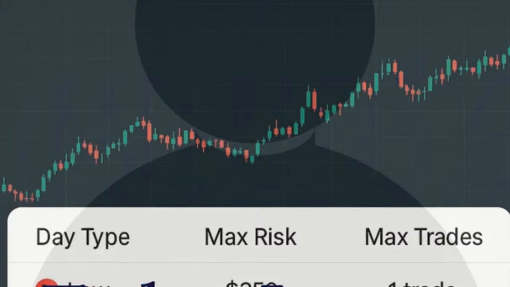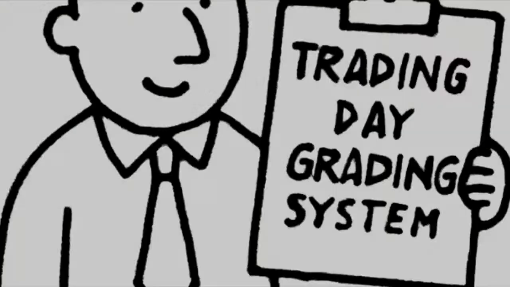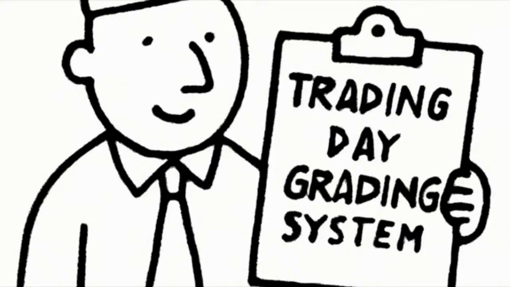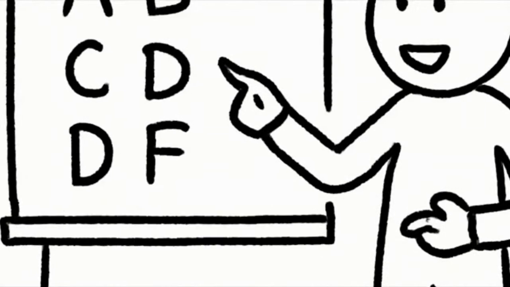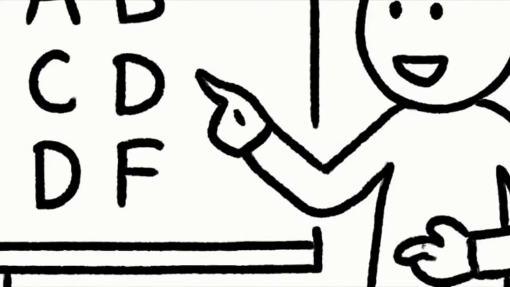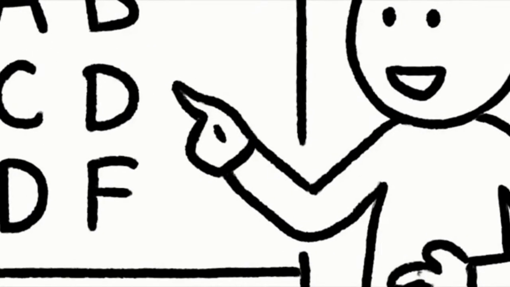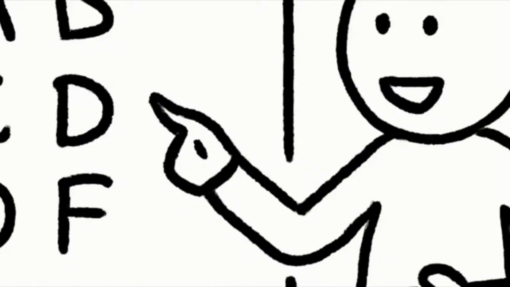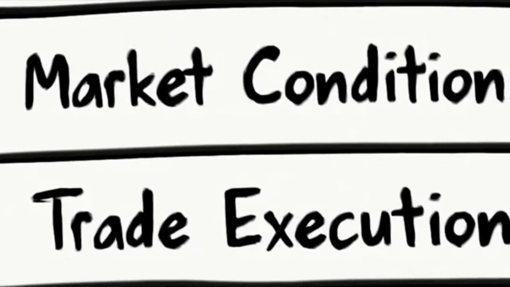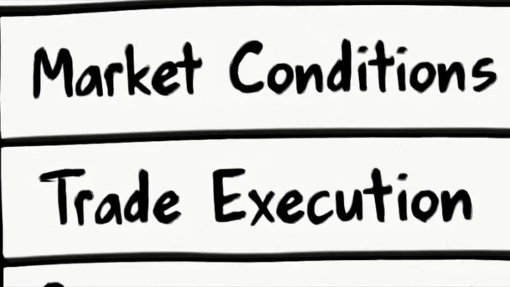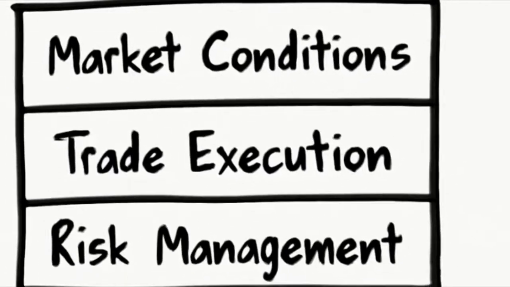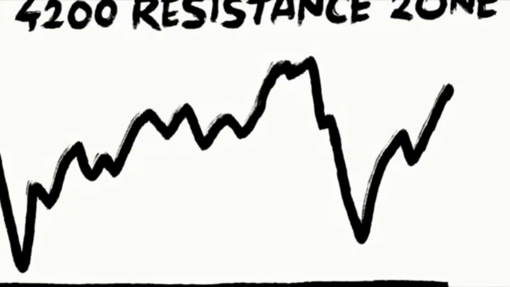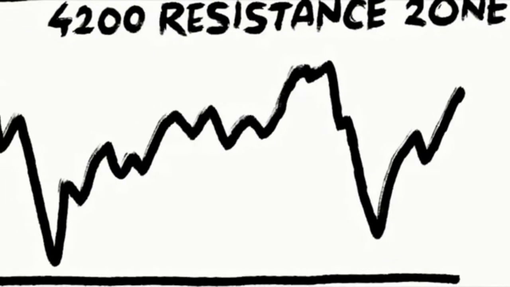Today, I want to share our pre-market insights and break down our trading day grading system that helps us stay consistent and disciplined. Let me start with our grading system. We rate each trading day from A to F based on 3 key factors: market conditions, trade execution, and risk management. An A day means perfect execution in ideal conditions, while an F represents missed opportunities or poor risk management.